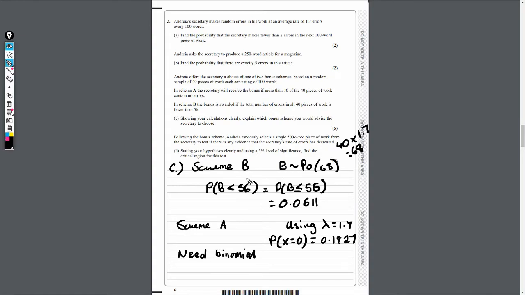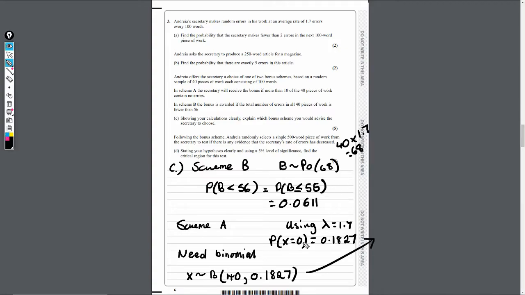What letters have we used? I can't remember what we used for A and B for this question, but I'm just going to use X again. So if I've already used X, don't use X like I have. But I'm going to say X is distributed binomially. What's my total sample size? Well, it's going to be 40 because we've got 40 pieces of work. My probability is this probability here when X is equal to 0, so 0.1827.